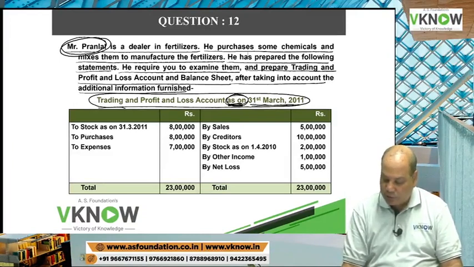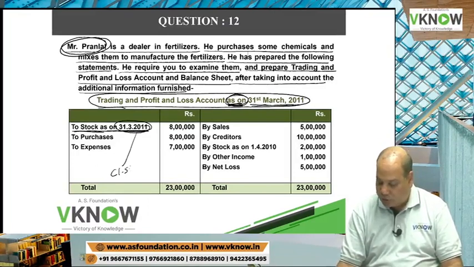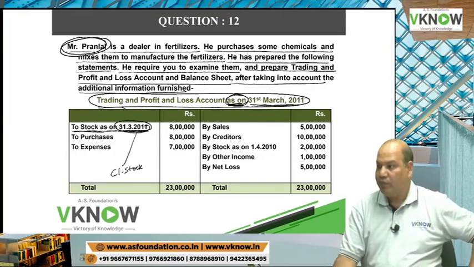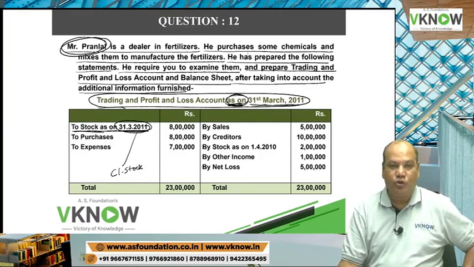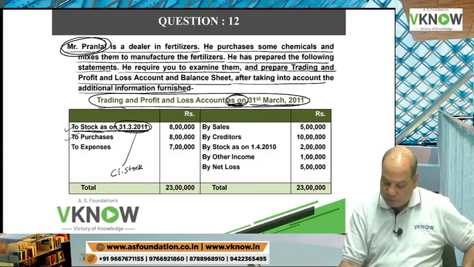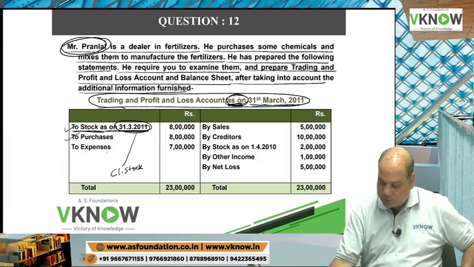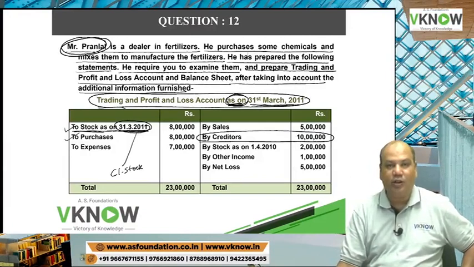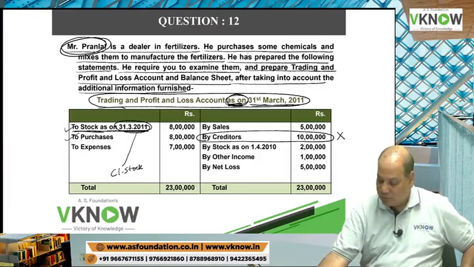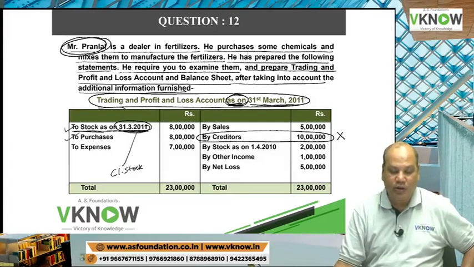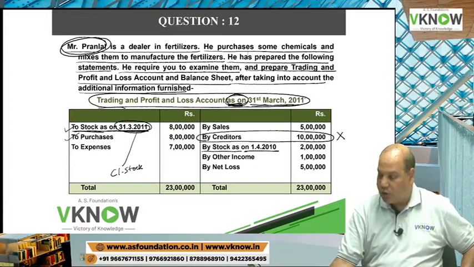And now see what this fellow has done. He has written to stock on 31st March 11. This is closing stock because the year ending date is 31st March. And this chap has written closing stock on the debit side, to purchases, to expenses, by sales. Amazing. He has written by creditor in the trading account. This is a complete serious mistake. How can you write creditor in the trading account? But he has written. Then by stock on 1/4/10.